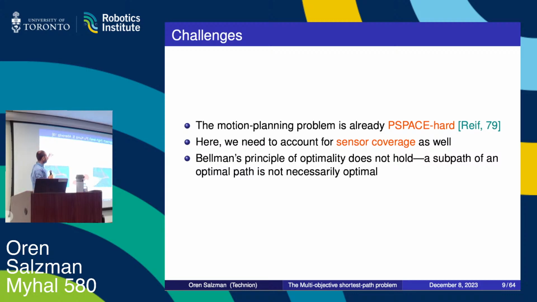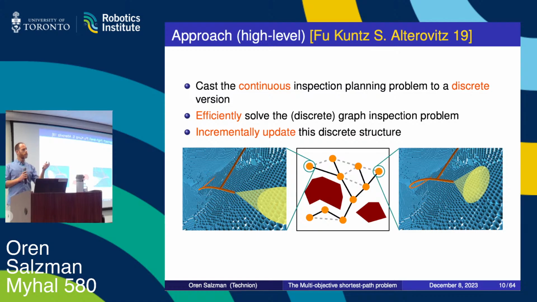First thing, we're planning in a continuous space. So the first thing we do is we discretize this continuous space into a graph. I'm going to describe this in a second. We solve the corresponding problem of inspection planning on this graph. And then we incrementally update this graph to be more and more dense.